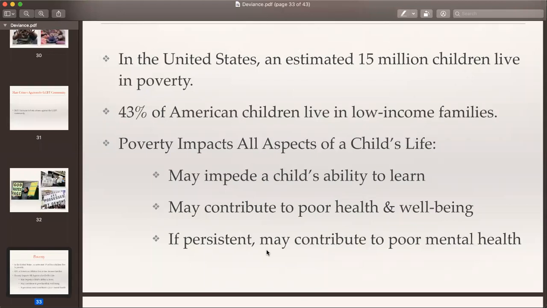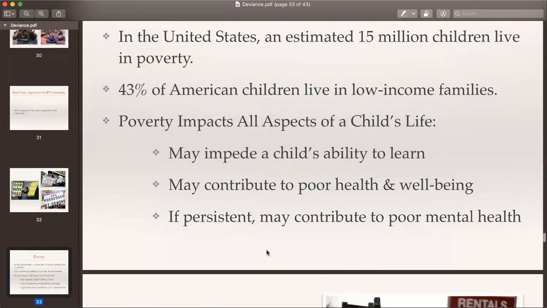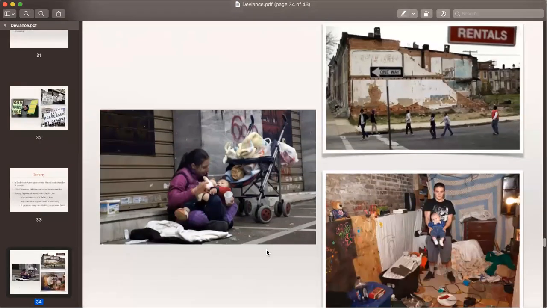We have a tendency in America to blame people for being poor, not realizing that there are social institutions, there are social policies that limit the social upward mobility of individuals in particular communities. We want to take that into consideration as we go through this, because the impact of poverty is real.